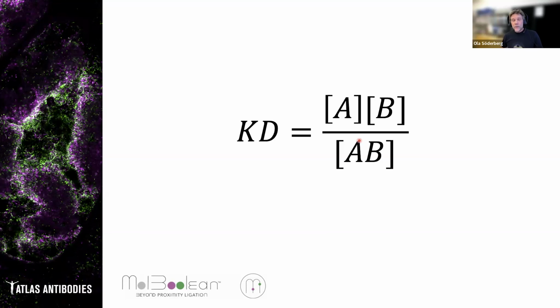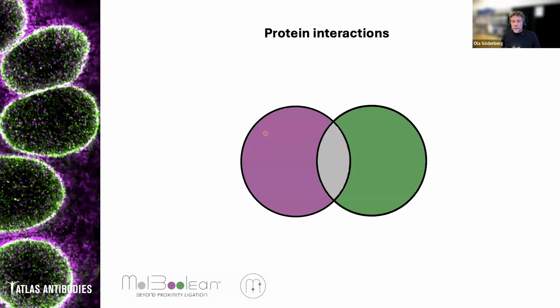So the idea with MolBoolean was to combine all this information. You get information of both how much free protein you have, protein A and protein B, but also how much complex-bound protein you have in the cell. And this is, of course, related to a dissociation constant. So for MolBoolean, we wanted information both on the total pool of protein A and the total pool of protein B, but also what percentage of these pools is involved in the protein-protein interaction.